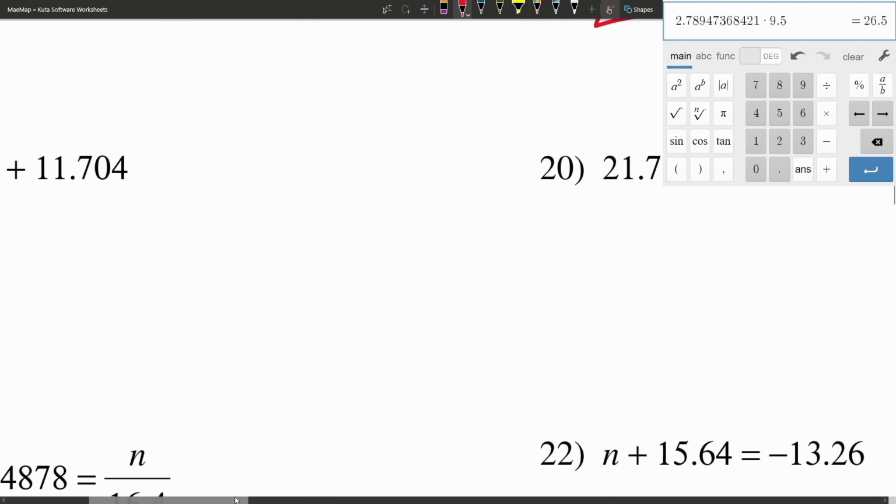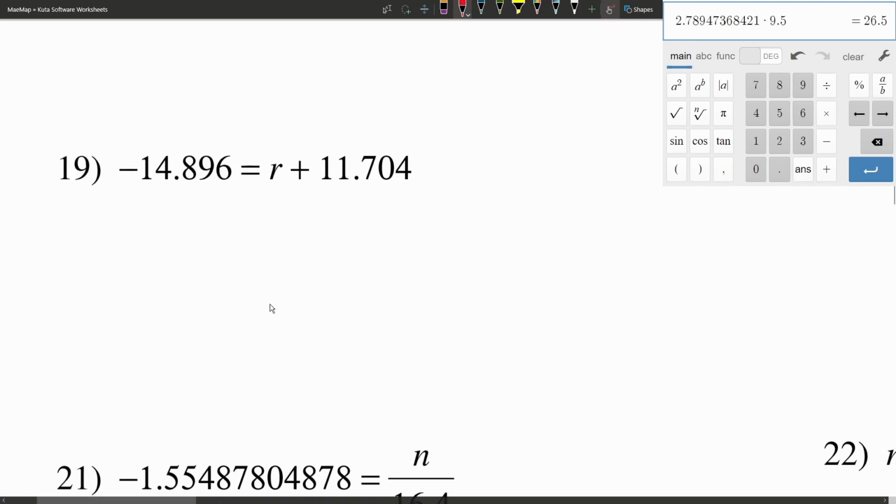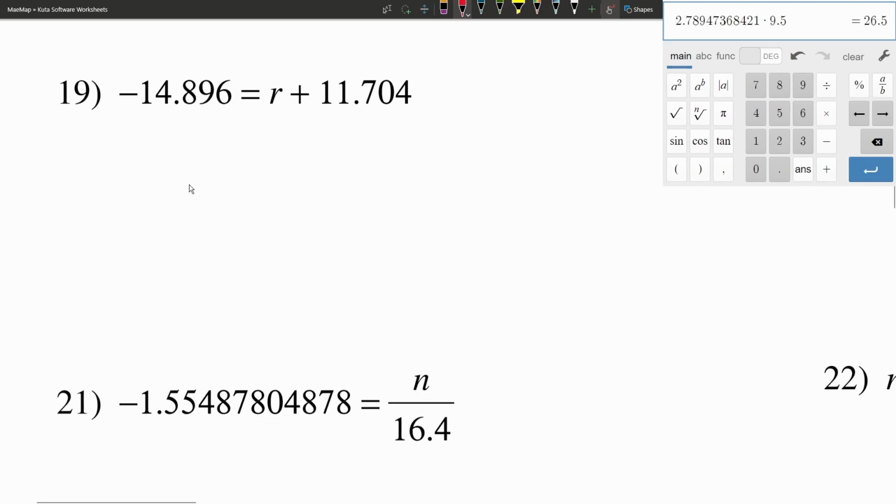Keep on moving on. Let's go to number 19 now. In number 19, we have a negative 14.896 equals r plus 11.704. In order to cancel out some addition, what are we going to do? We're going to subtract. So we'll subtract 11.704. And again, let's go ahead and keep this in line so we don't have to worry about using a calculator.